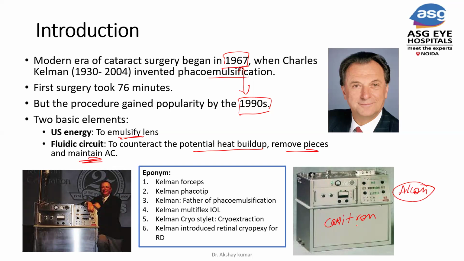And here are some eponyms which you need to know, the names associated with Kelman. First is the Kelman forceps, the Kelman Phacotip, and Charles Kelman, also known as the father of phacoemulsification. There is an IOL, the Kelman multiflex IOL. And there is a technique of ICCE, which is also called cryo extraction. Kelman also introduced retinal cryopexy for retinal detachment.